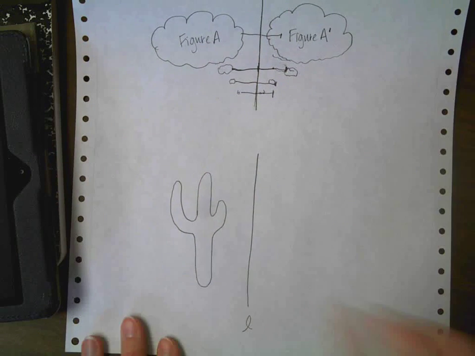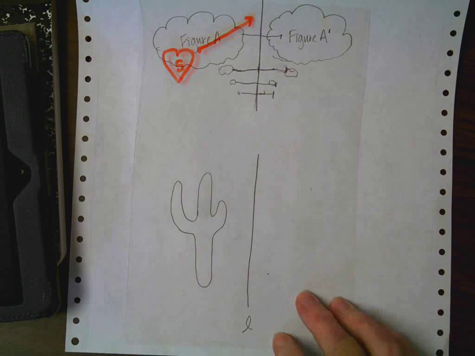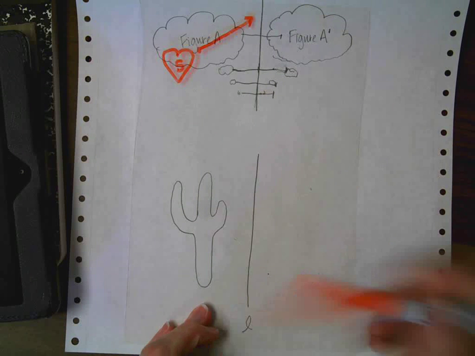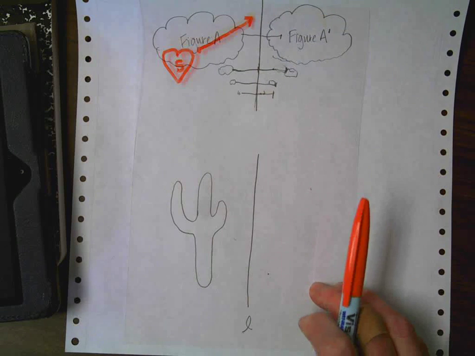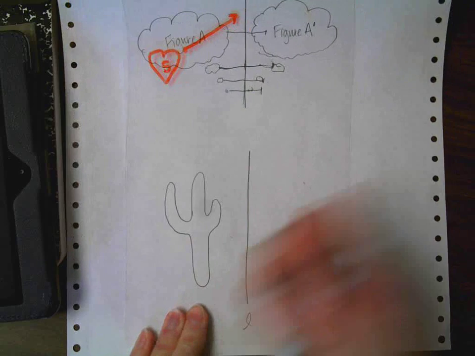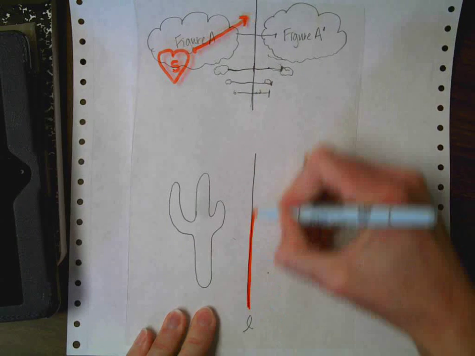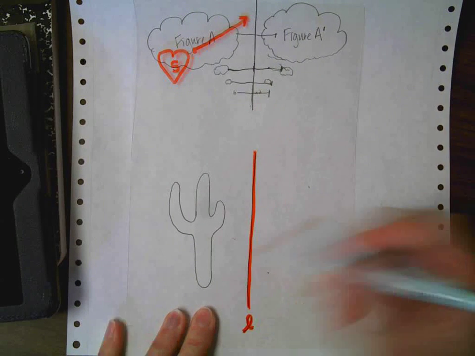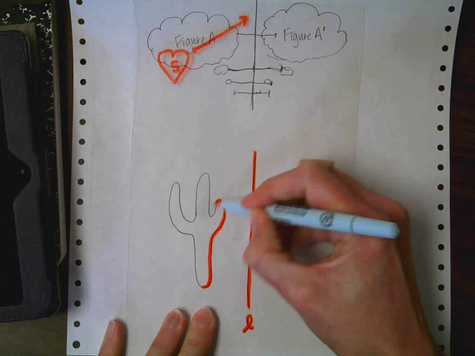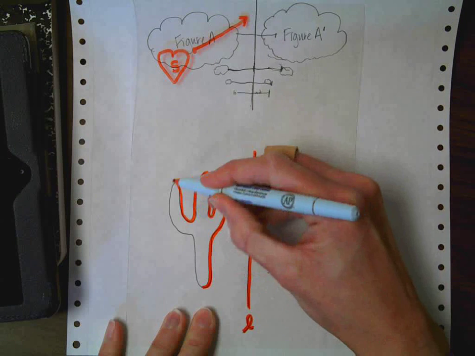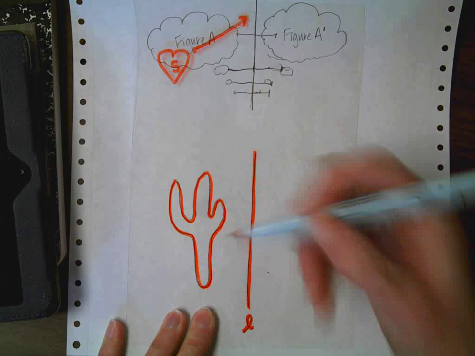All right, so what you do is you take your transparency and you set it down and you copy exactly what you have drawn, including your line of reflection. So you're going to trace the line of reflection right here. Put your L so you can see it. Trace your cactus or whatever your figure happens to be, right?